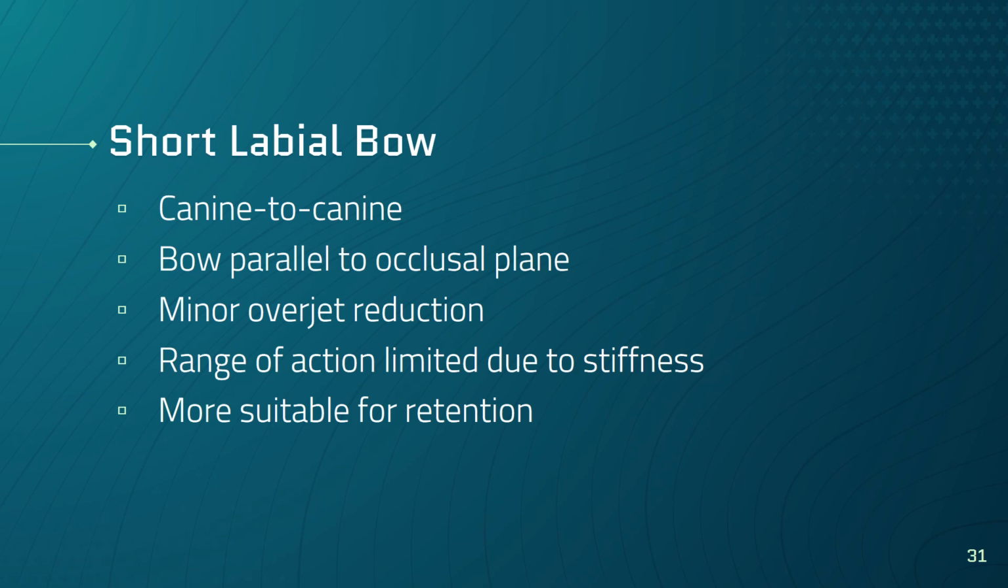Okay, first the short labial bow. Now this labial bow extends from canine to canine. The bow is parallel to the occlusal plane. It can be used for minor overjet reduction. The range of action of this short labial bow is limited due to the stiffness of the wire, and thus it is more suitable for retention than for major tooth movement.